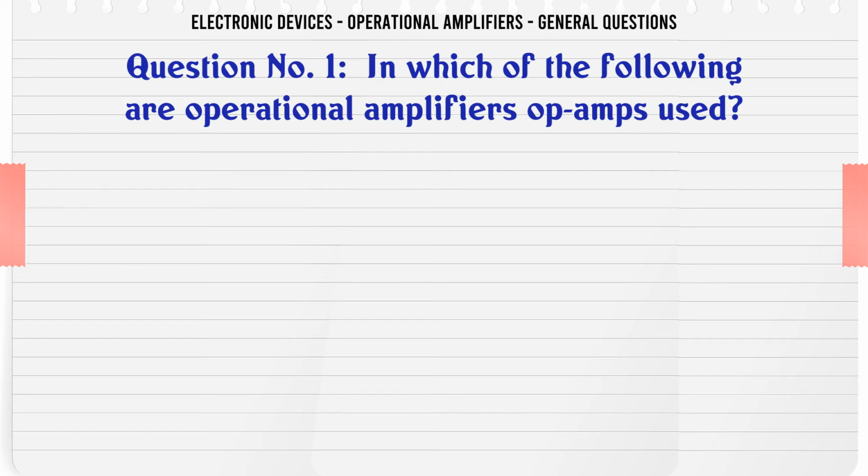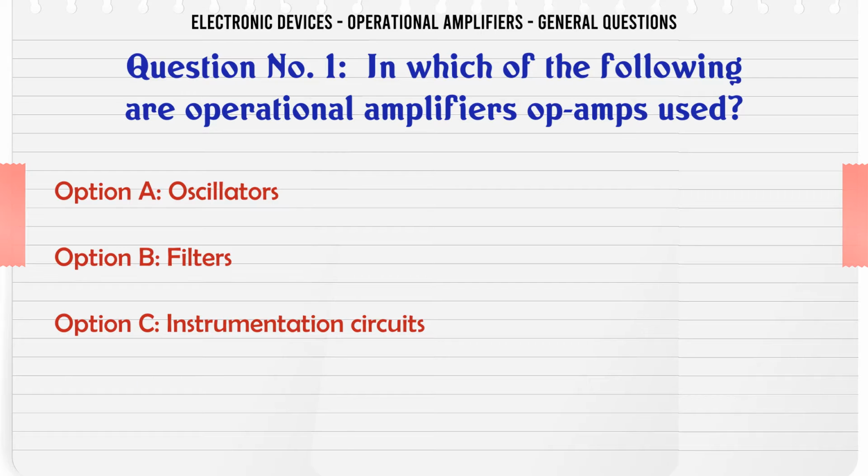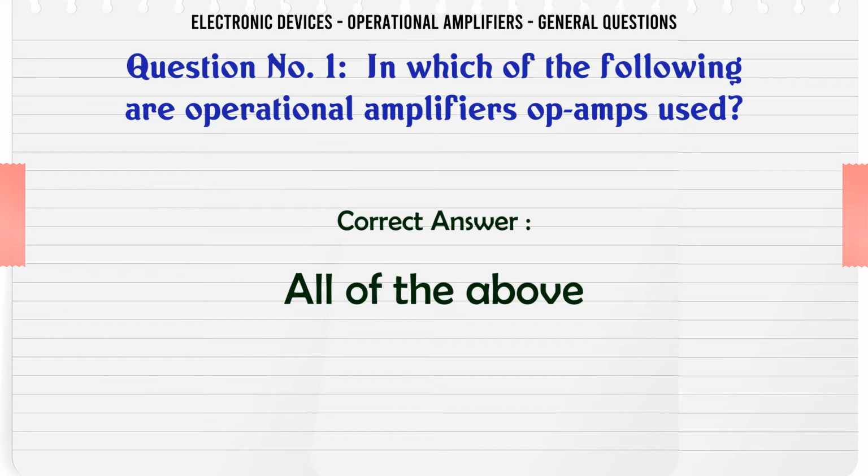In which of the following are operational amplifiers (op-amps) used? A. Oscillators. B. Filters. C. Instrumentation circuits. D. All of the above. The correct answer is all of the above.